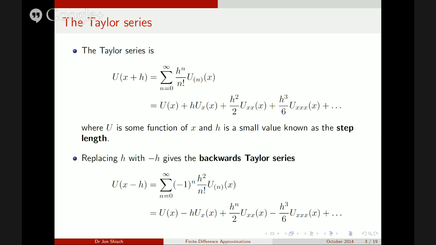In this lecture we're also going to need what's called the backwards Taylor series. Instead of taking a step to the right, adding h, we take a step to the left and subtract h. Wherever we see an h in the Taylor series, we replace it by minus h. All that means is wherever we have an odd power of h, we get a minus, and wherever we have an even power of h, we get a plus, because minus h squared is simply plus h squared. This gives us minus 1 to the power n, which alternates between plus and minus as n goes 0, 1, 2, etc. This is known as the backwards Taylor series, and we'll also need it when we come to derive finite differences.